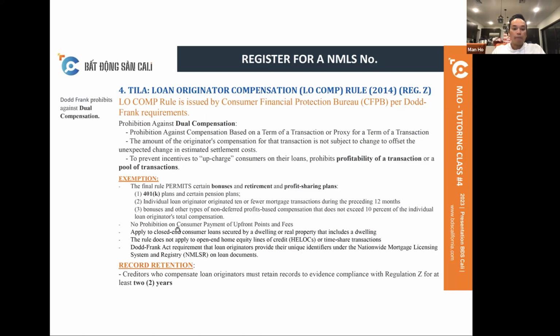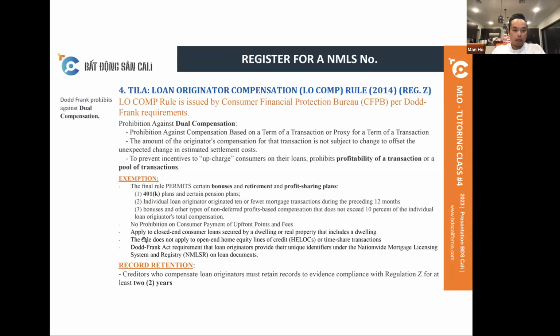No prohibition on consumer payment of upfront points and fees. Meaning that for some of the fees that the lender or the broker can charge up front, there is no limit to that. But the total overall also takes into account the high-cost and high-priced loans, when the APR is over the limit.